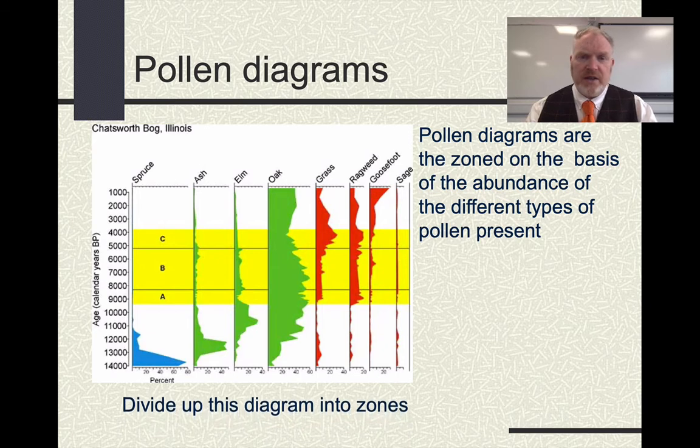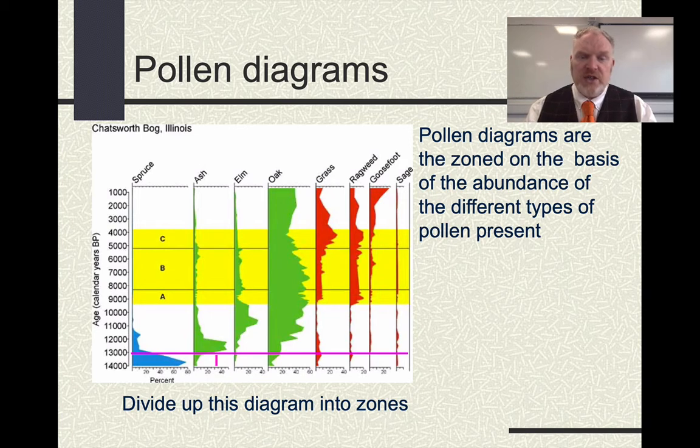I'd like you to divide this diagram from Chatsworth Bog into zones. Now for me, my first zone goes from about 14,000 to 13,000 years. So I've labelled that up as zone 1. I tend to use Roman numerals for this, just habit, I suppose. That first zone is dominated by spruce, an evergreen conifer. There's a tiny bit of ash and oak, but it's predominantly a spruce forest. So that's where I'm going to draw my first zone.